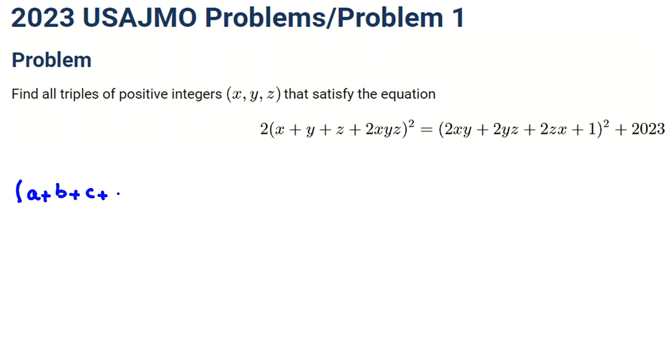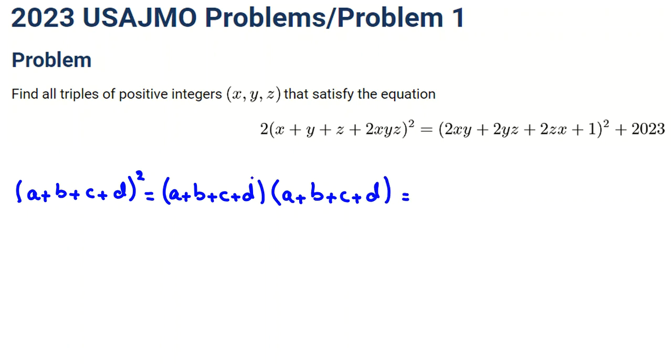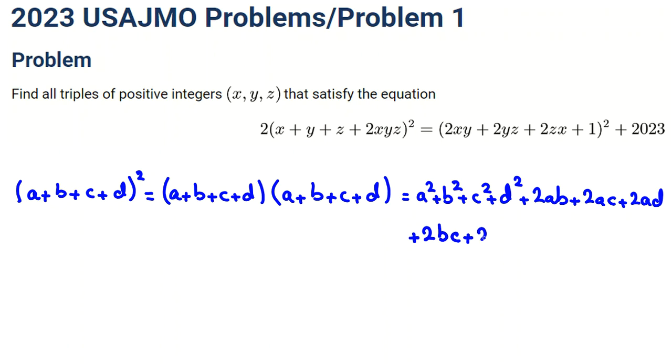I write it for 4 terms. Also, if you have 3 terms, 2 terms, n terms, the idea is the same. You write it twice: (a plus b plus c plus d), (a plus b plus c plus d). Then we have a squared, b squared, c squared, d squared, and then 2ab, 2ac, 2ad, plus 2bc, 2bd, plus 2cd.